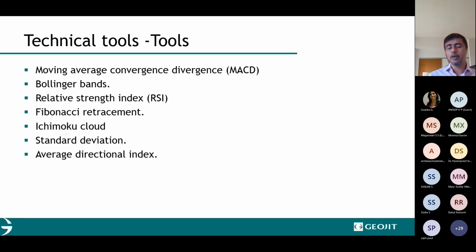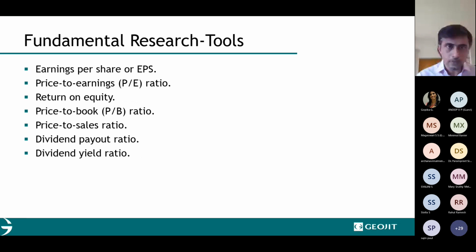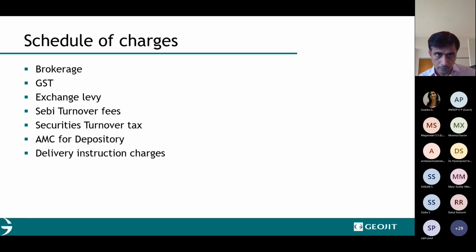Even in our charting solution, we have around 70-75 such technical studies available. So we used to become expert in 1 or 2 technical studies, and based on that, we go for investment. Fundamental research, I am not going to stick to the fundamental research tools. Earnings per share, price to earning ratio, return on equity, price to book ratio, price to sales ratio, dividend payout ratio, dividend yield ratio. These are some of the examples of fundamental research tools.